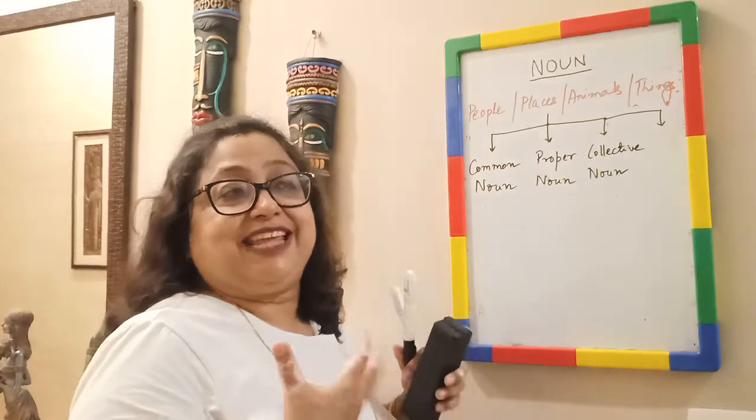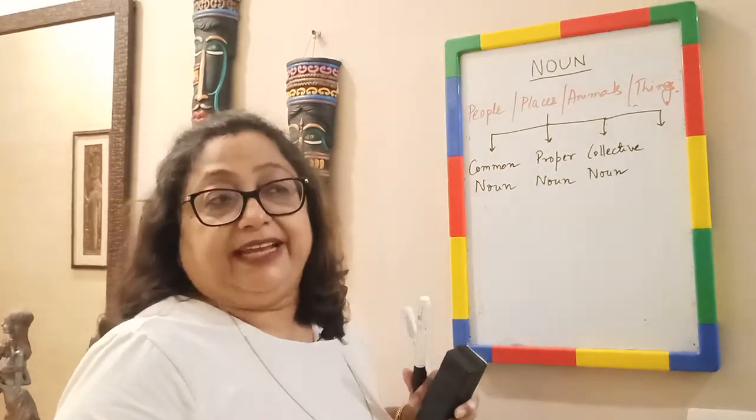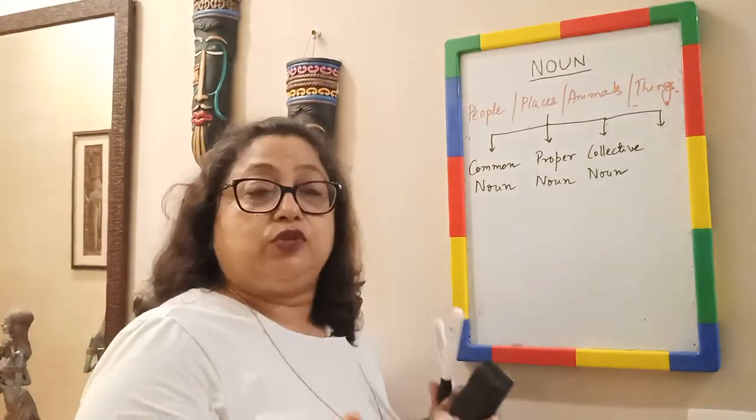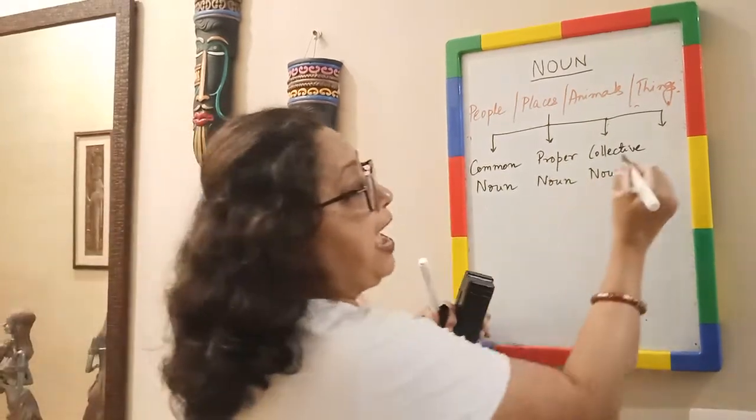For example, a state. Suppose you are in the state of childhood. So childhood is a state. This is a state of our entire life. Childhood, manhood, womanhood. So this is a state. These all form the part called abstract nouns.